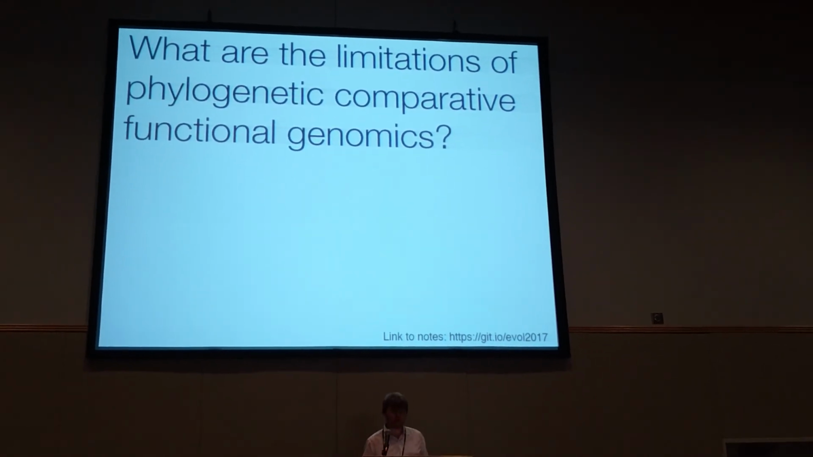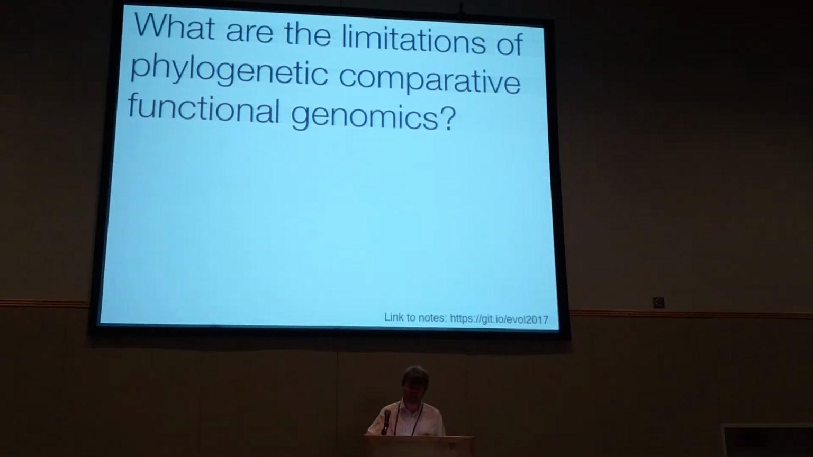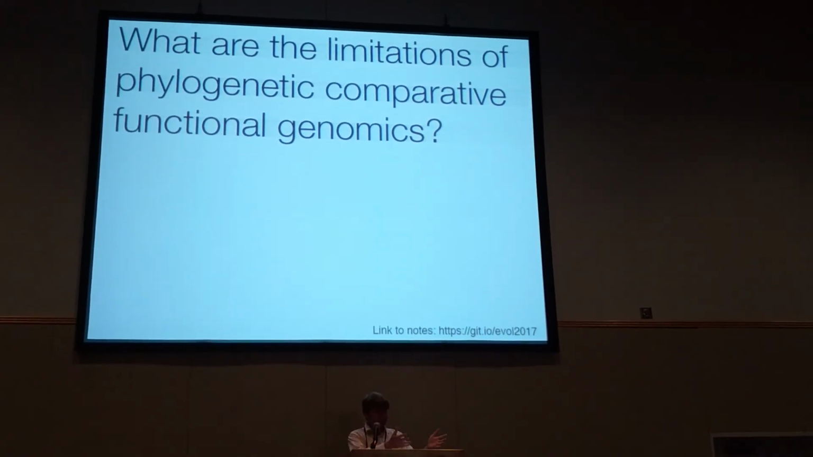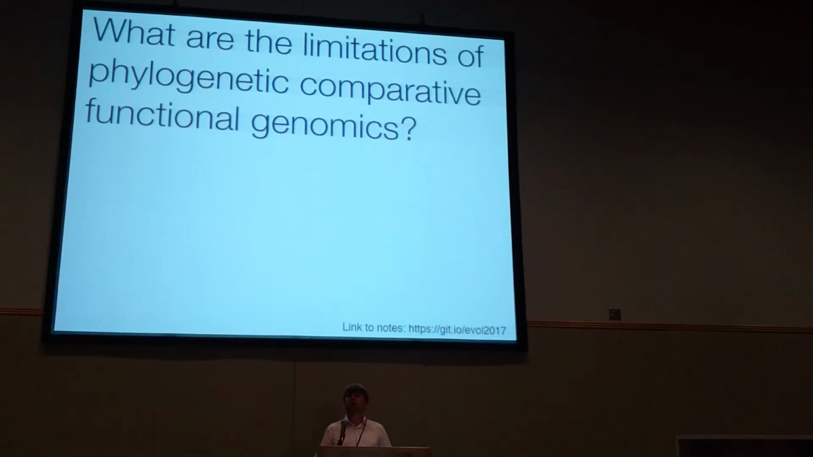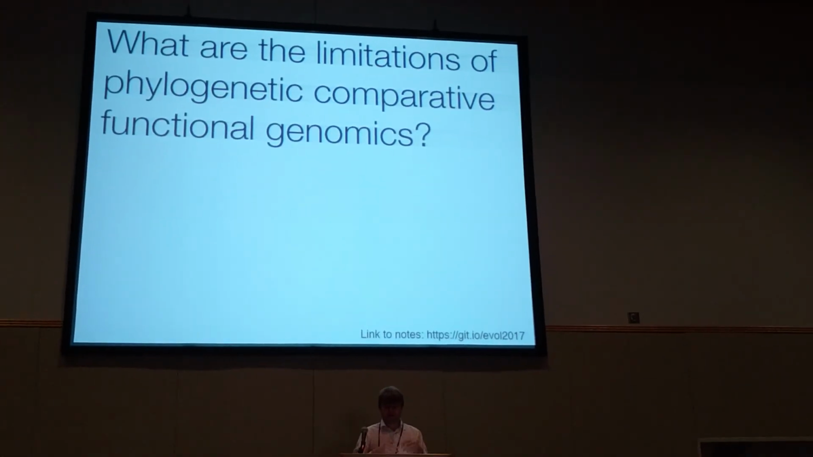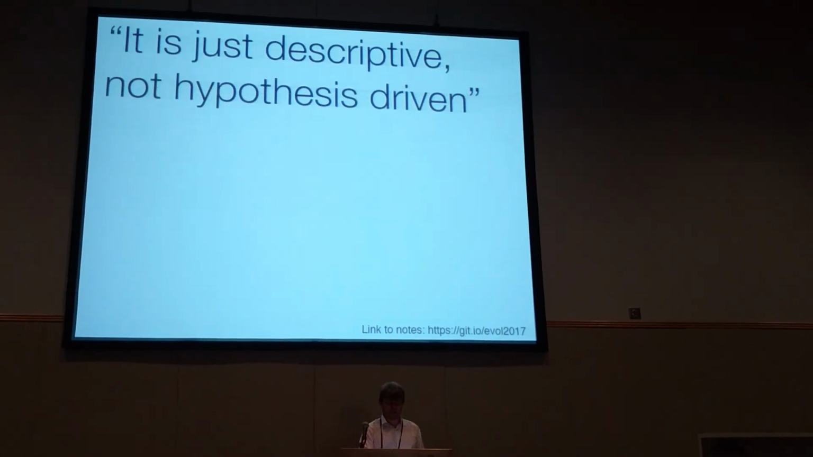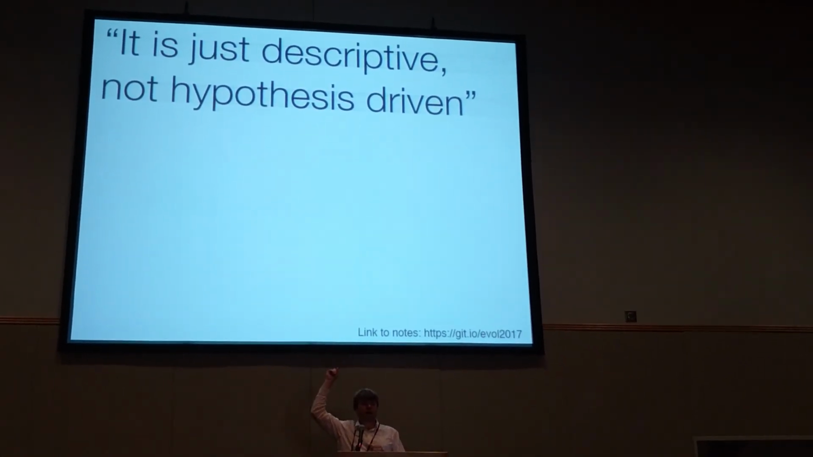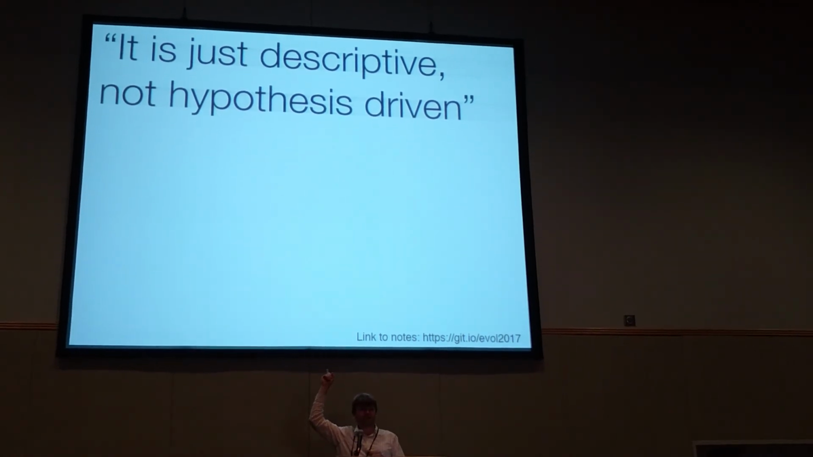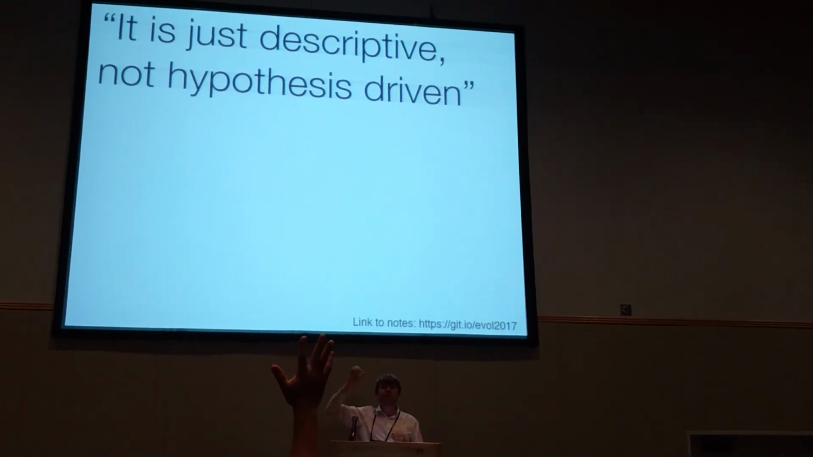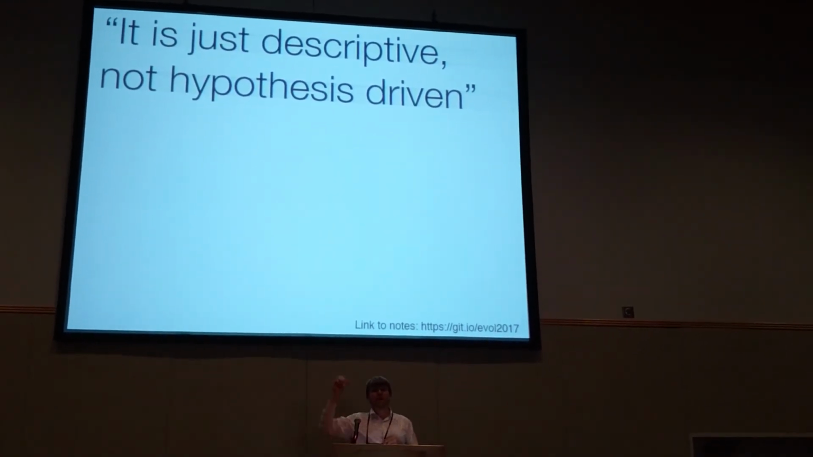So what are the ultimate limitations of phylogenetic comparative functional genomics? This integration that Stacey talked about, bringing molecular genetics and population genetics into a phylogenetic comparative context. How many of you have heard this when you talk about comparative functional genomics? Let's see hands. How many of those hands are from NSF panels?